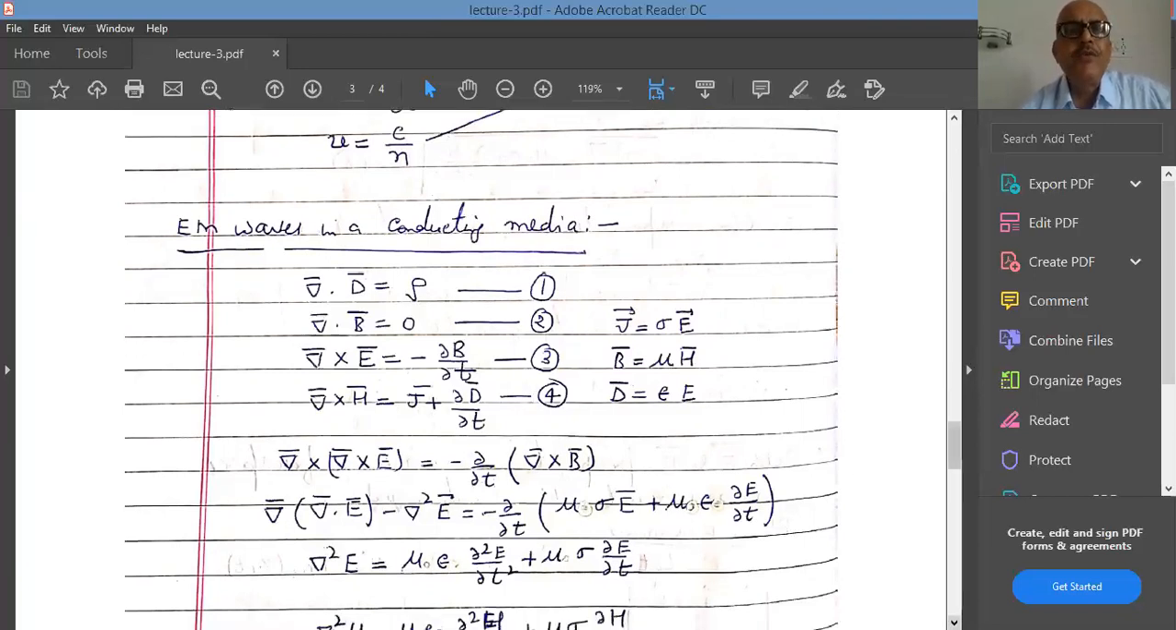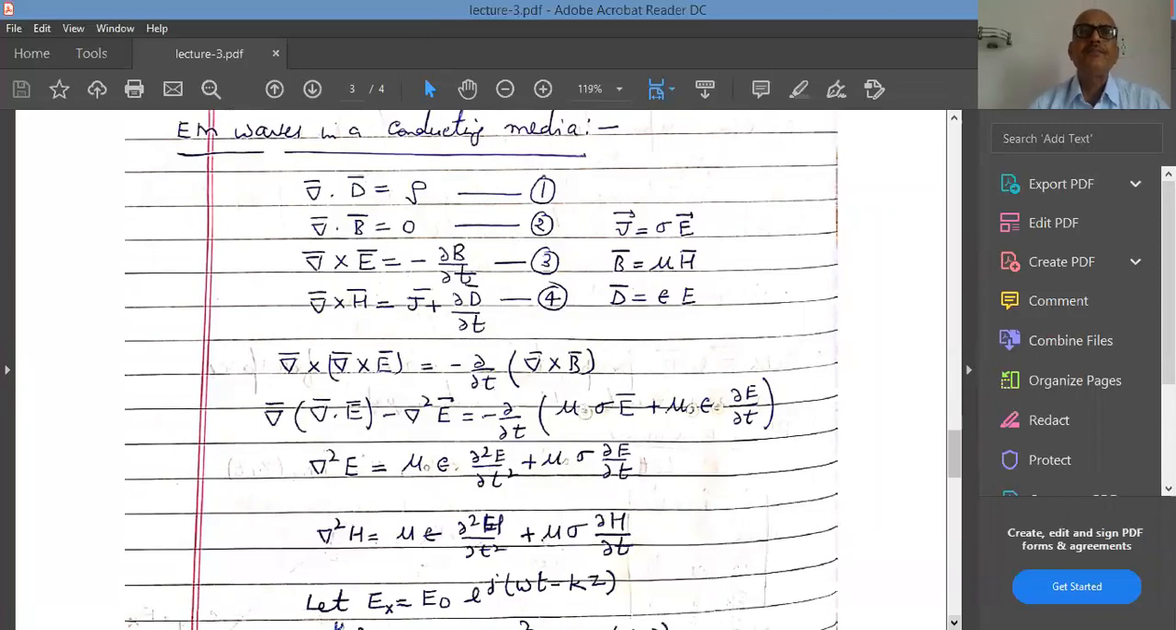We will do the same thing once again. We will take the curl of equation number 3 on both sides, make the substitution by using equation number 4, and then once again take the curl of equation number 4 on both sides and substitute equation number 3 in it, and we will get the two equations, one for the electric field and other for the magnetic field. Let us see where is the difference between the electromagnetic wave equation in a non-conducting media and the conducting media.